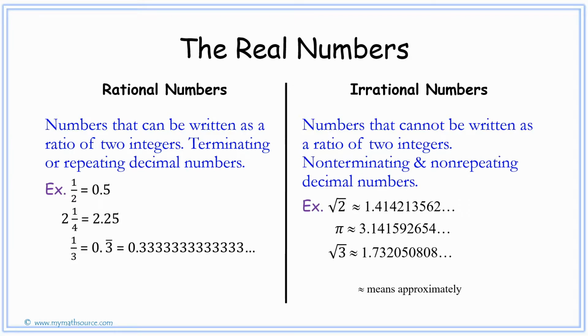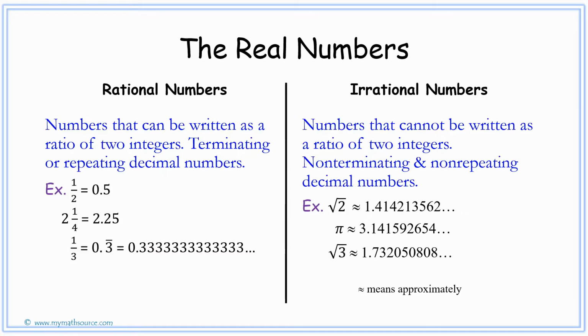Here are some examples. We have a half, which equals 5/10, commonly known as 0.5. Notice as a decimal, that number terminates. And by terminate, I mean it does not go on forever. It stops at the 5. And so a terminating decimal is considered a rational number because you can turn that decimal into a fraction, which you will have to do later on in algebra.